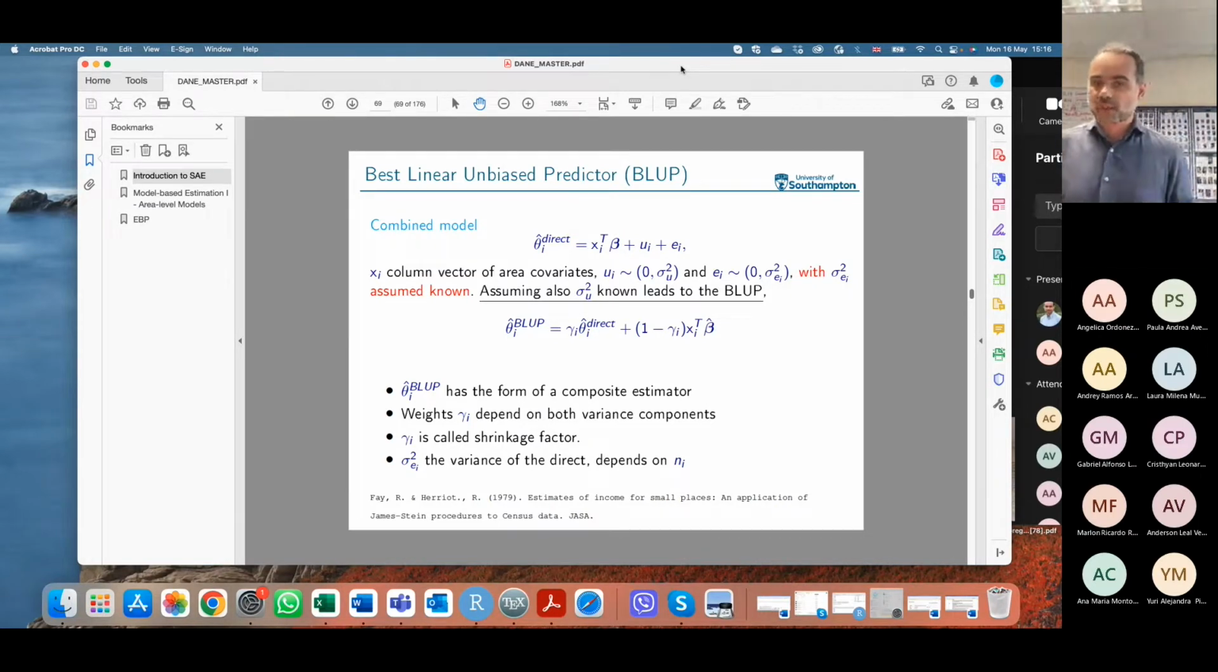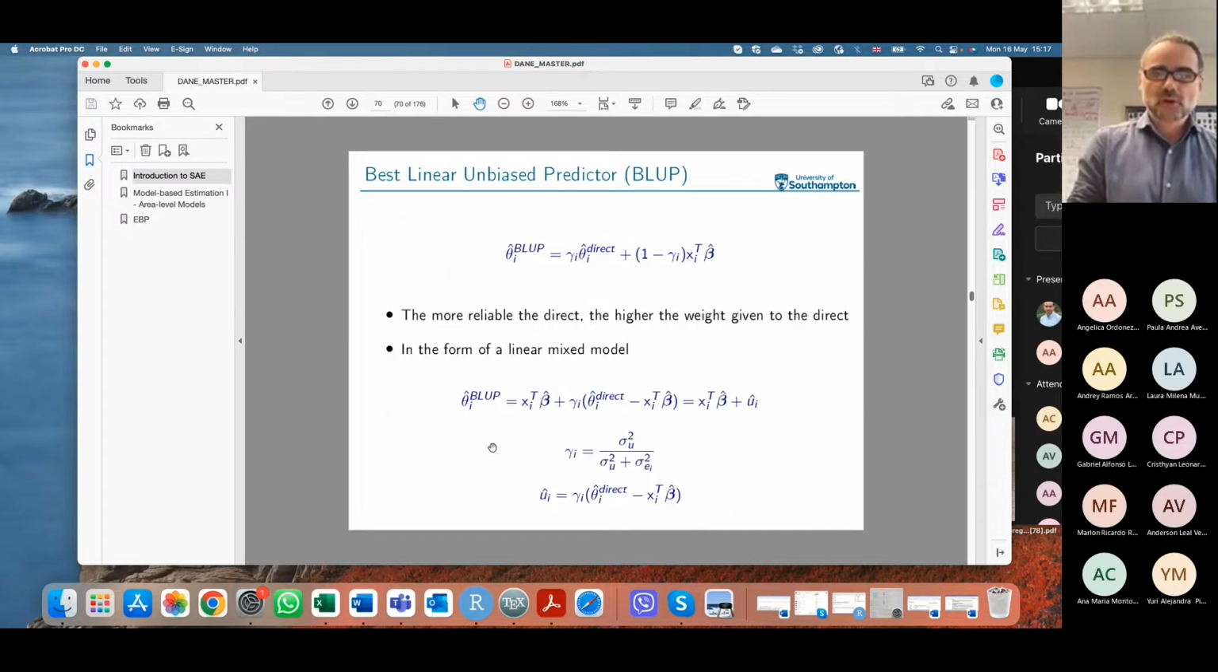So how to decide the weights, gamma I? The weights, gamma I, as we will see in a moment, depend on both sigma squared T, the variance of the direct, and also on sigma squared U, the between area variability. But for now, what I want you to see, in contrast to what you saw before with direct estimates, is that the BLUP is trying to combine two pieces of information. One is the direct information, and one is the regression synthetic information that comes by the use of the model.